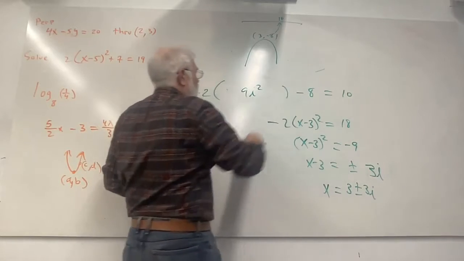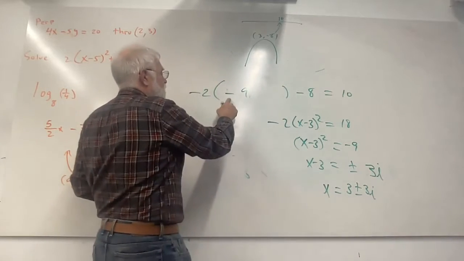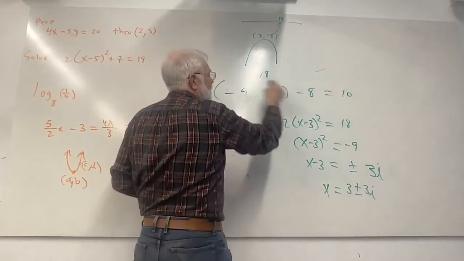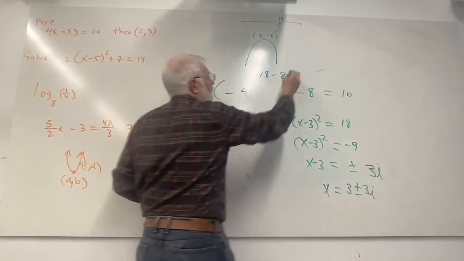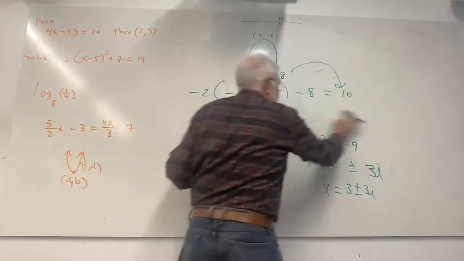Oh, I did the squaring. Oh, that's negative 9. What's negative 2 times negative 9? 18. What's 18 minus 8? Oh, you know that answer works. Okay, I think that was the second one.